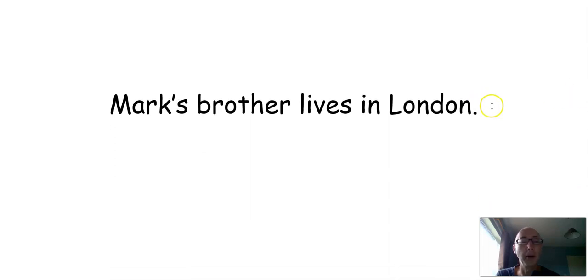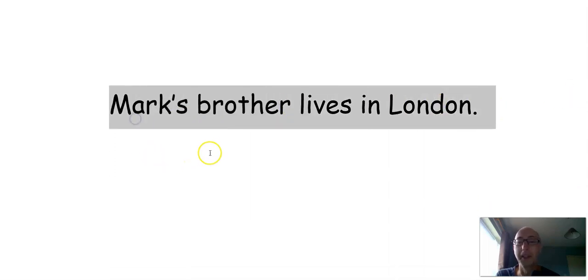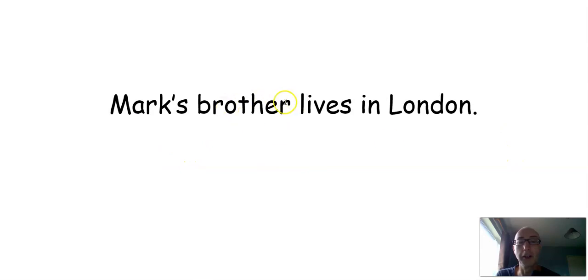So let's not overcomplicate it. A lot of people do. Mark's brother lives in London. It's Mark's brother. The brother belongs to Mark. It's the brother of Mark. So the apostrophe S goes to Mark.